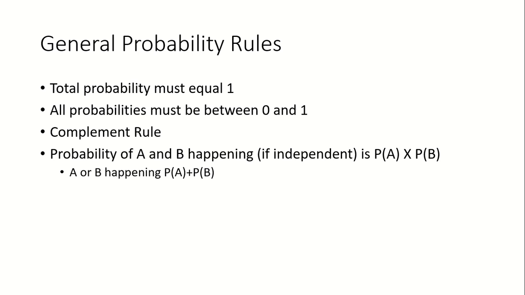So if they're independent and you want both to happen, you would do the probability of A times the probability of B.